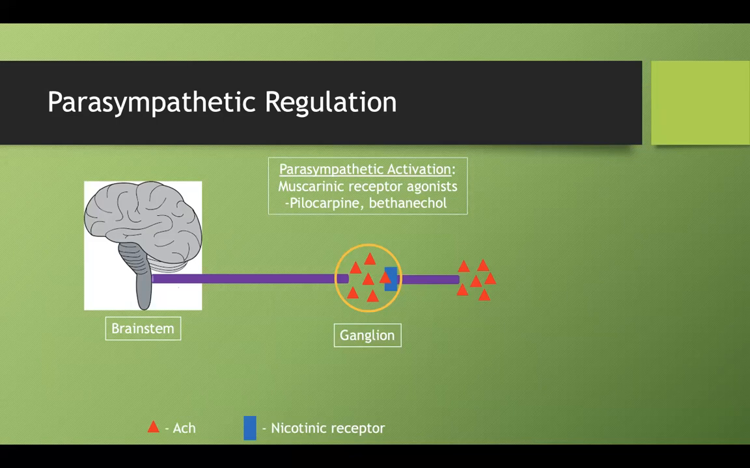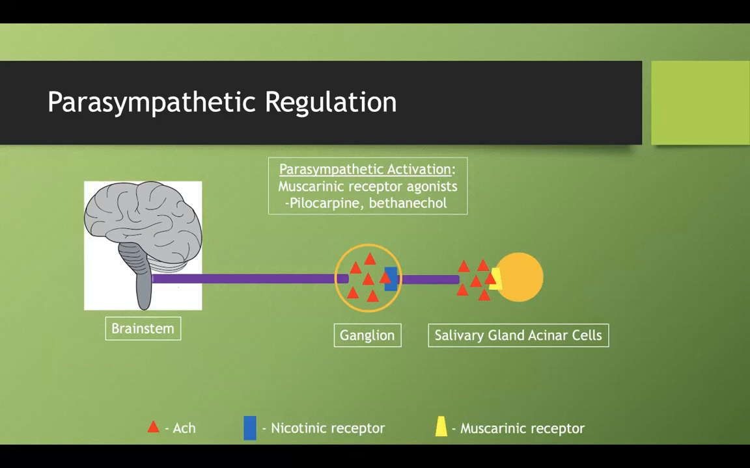But this time, on the effector organ, like the salivary gland, you're going to have a muscarinic receptor, okay? Now, if we have a muscarinic receptor agonist like pilocarpine or bethanechol, what we can do is activate that receptor, that yellow receptor, directly with those medications and really stimulate the salivary gland cells to secrete more and more fluid.